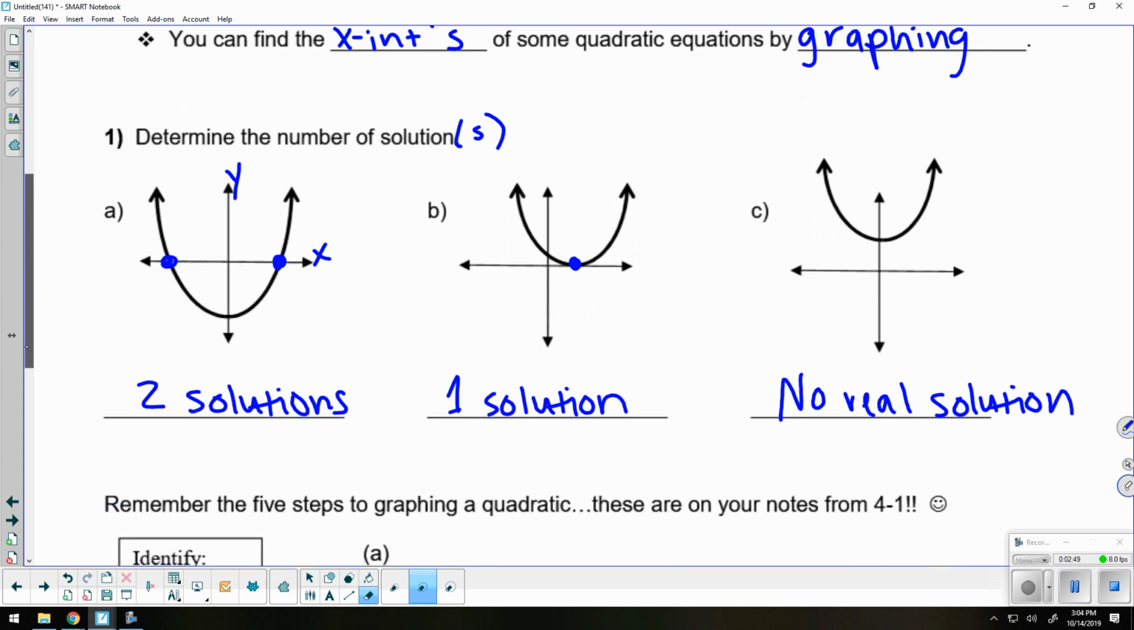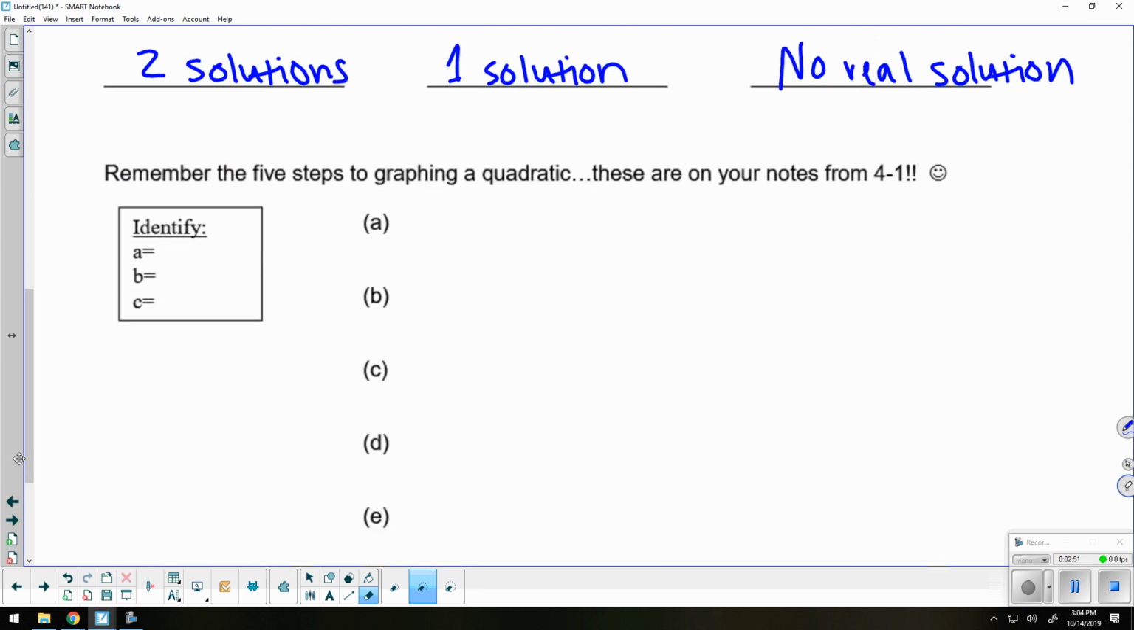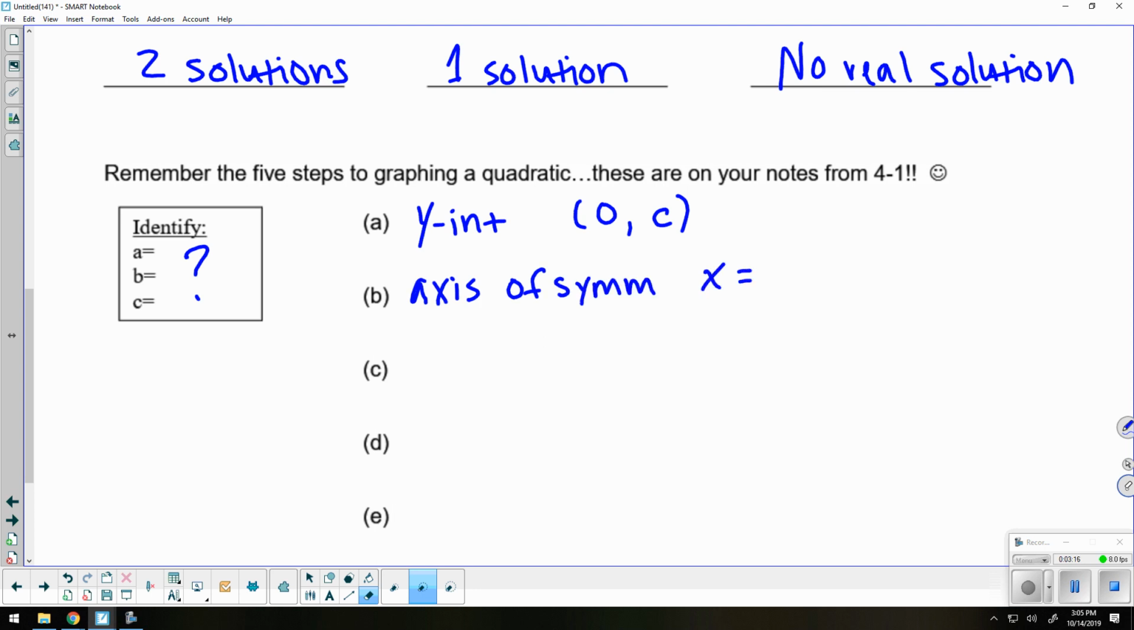Remember the 5 steps to graphing a quadratic. First, identify your a, b, and c. Next, find your y-intercept by plugging in 0 for x, and your c value is all you'll have remaining. Next, find the axis of symmetry, that dotted line, and the formula is x equals negative b over 2a.